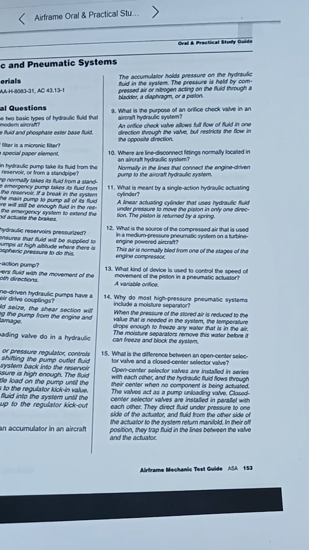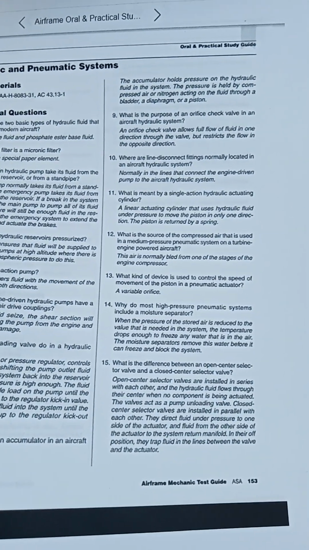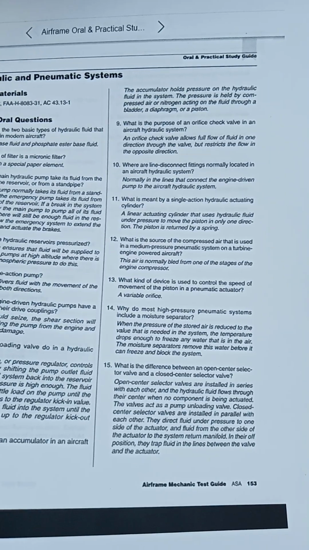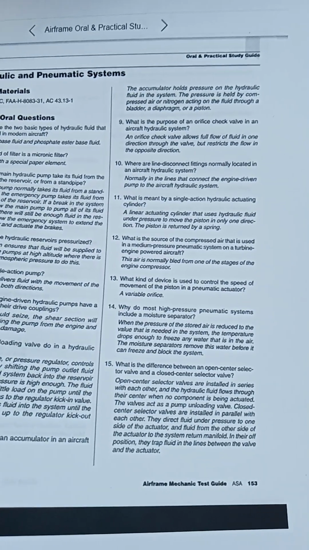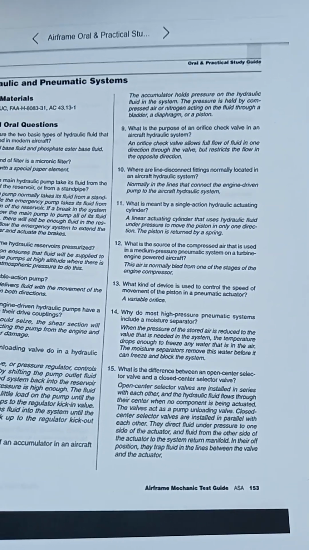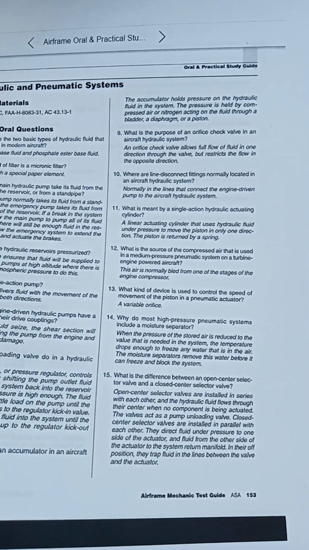Open center selector valves are installed in series with each other, and the hydraulic fluid flows through their center when no component is being actuated. The valves act as a pump unloading valve.